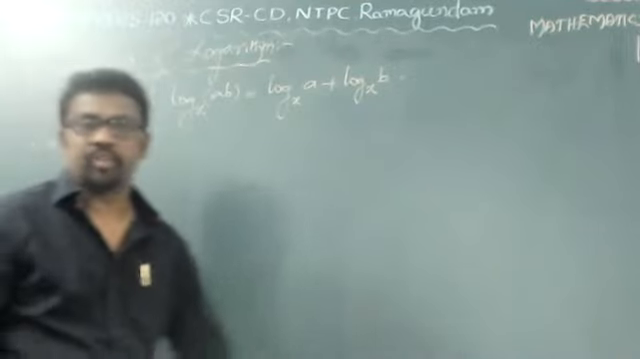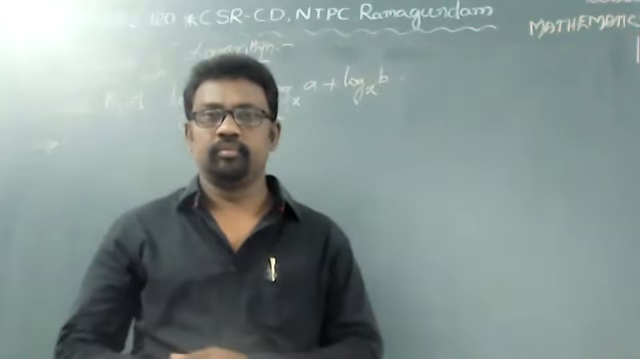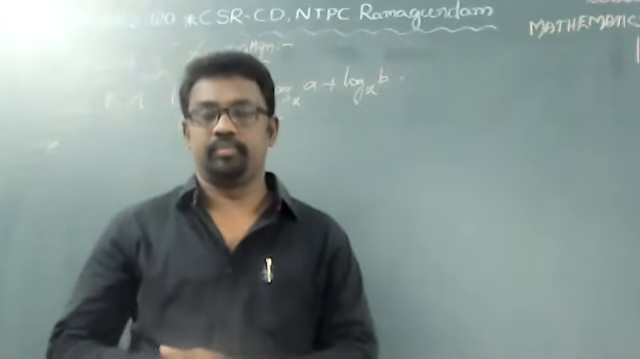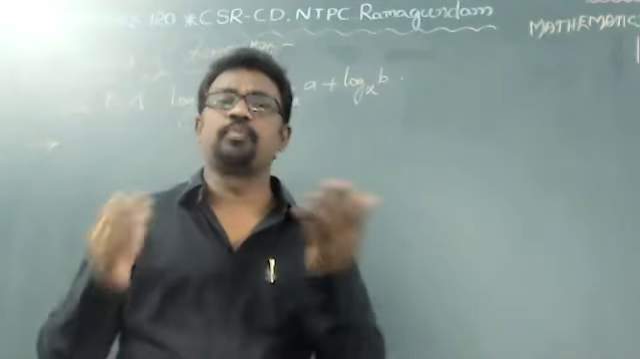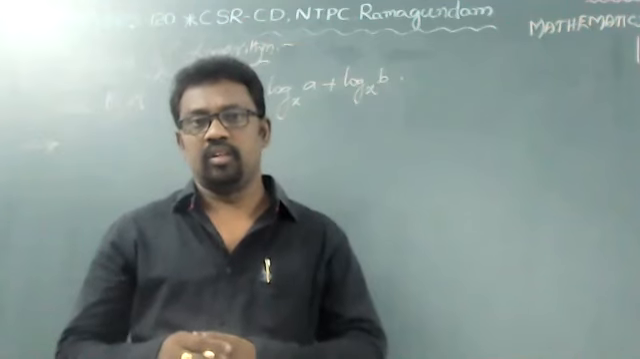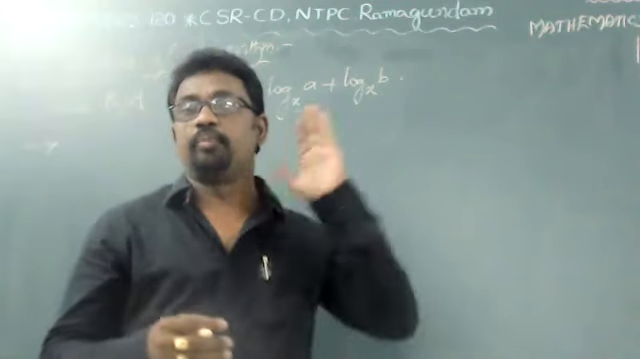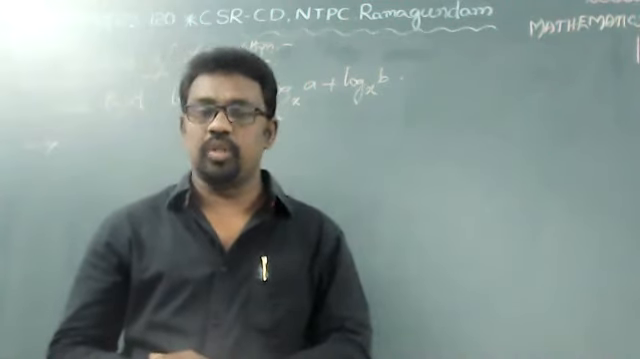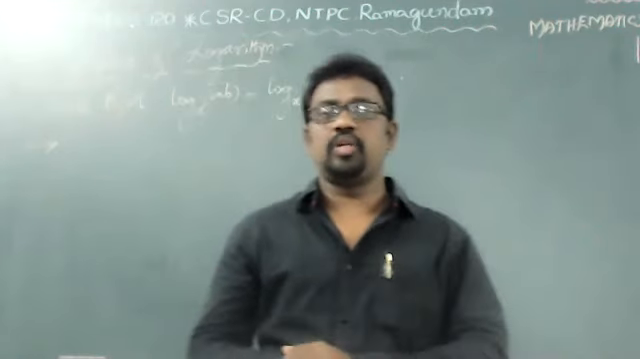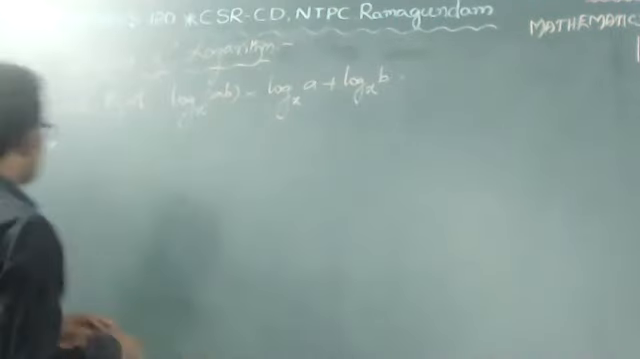Solution. We'll go with the solution. Children, I think you people already know the conversion from logarithm form to exponential form. With the help of the exponential form, we can prove that log AB to the base x is equal to log A to the base x plus log B to the base x. We'll see this one.